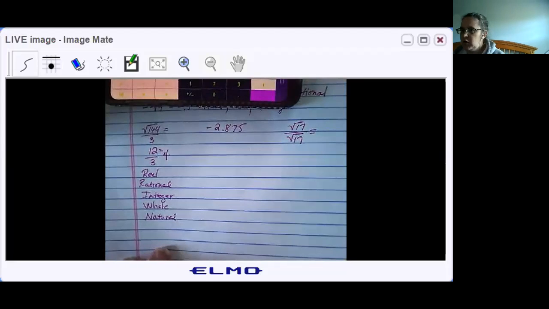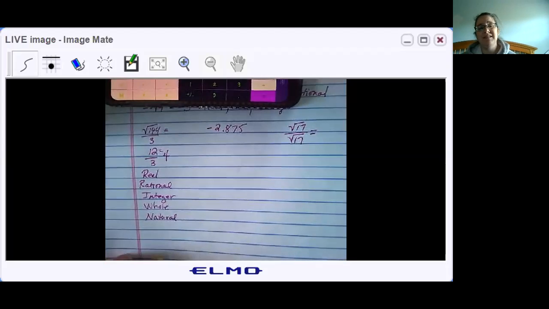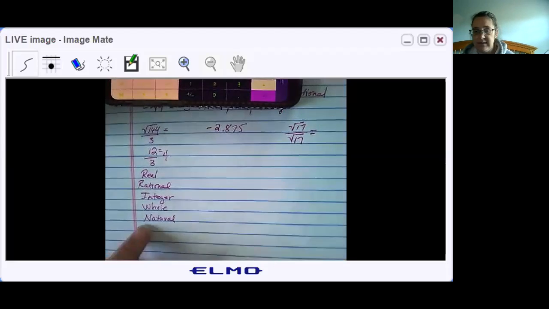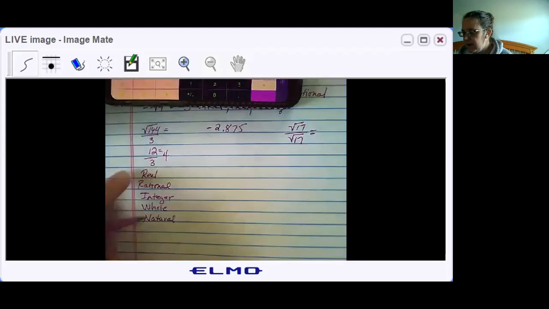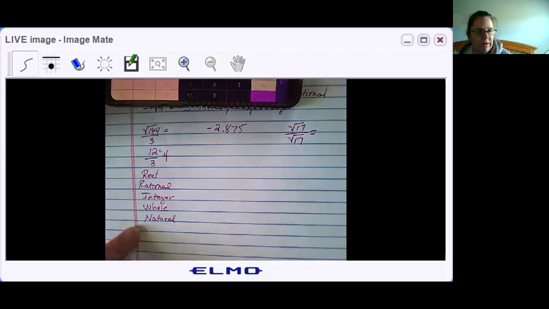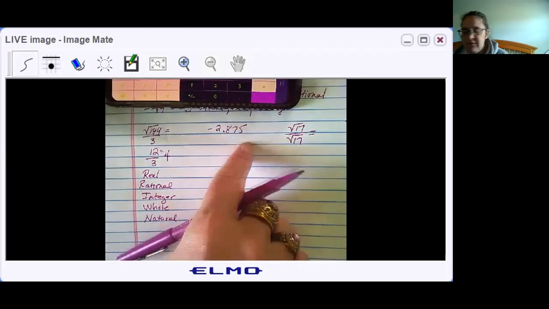Now, if this was on a quiz or a test, it could say either which subsets does this number belong to, or what is the smallest subset that this belongs to. Well, our smallest subset is the natural numbers. But if I had to pick all the subsets, I would have to pick all of these to get it correct. Now the next one's a little bit easier, negative 2.875.